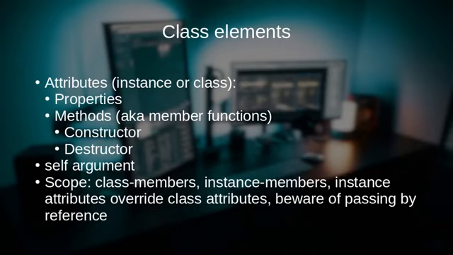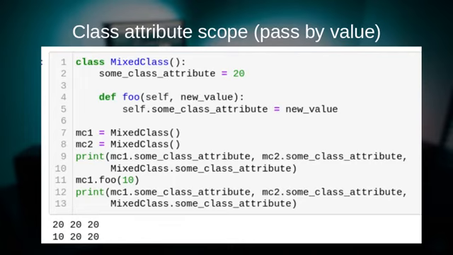But all the rules of passing by reference and by value also apply here. So for example, in this case, we are having some class attribute that is passed by value, and in the function foo of this mixed class, we assign a new value to it. And as you can see, if we have 2 instances of that mixed class, MC1 and MC2, then if we called MC1.foo and passed 10 as an argument to that function, then as a result we will only see value 10 assigned to the instance MC1, and instance MC2 and the original class will still contain value 20.